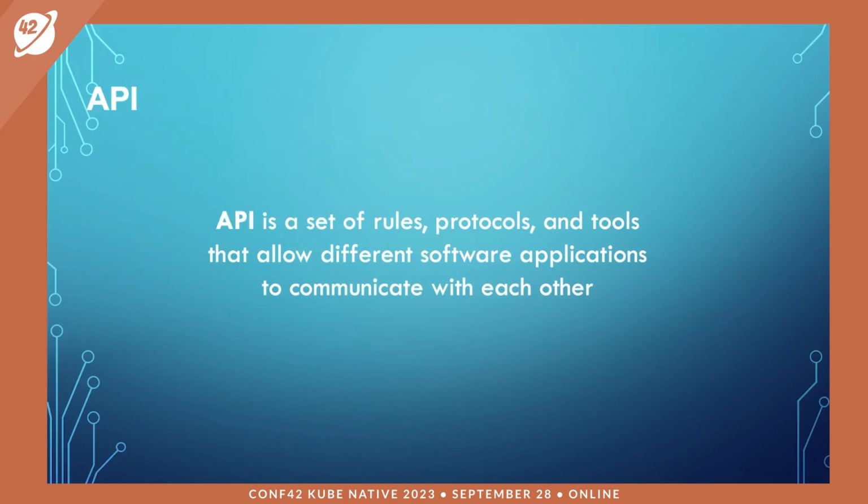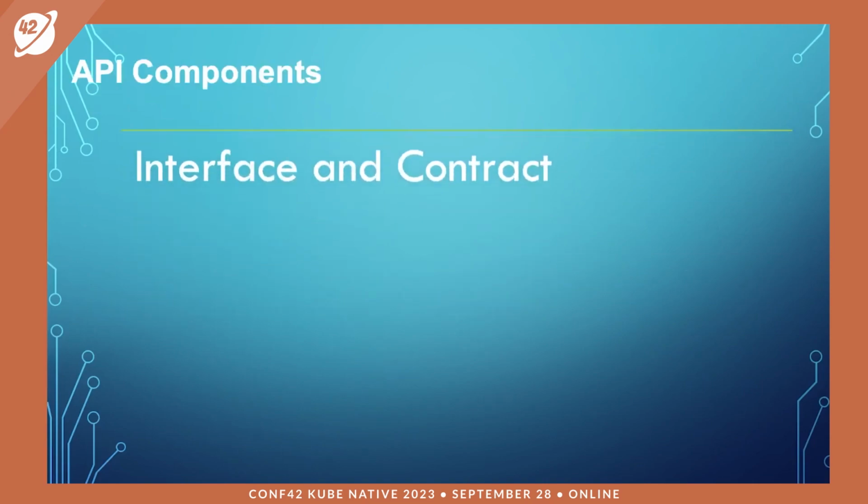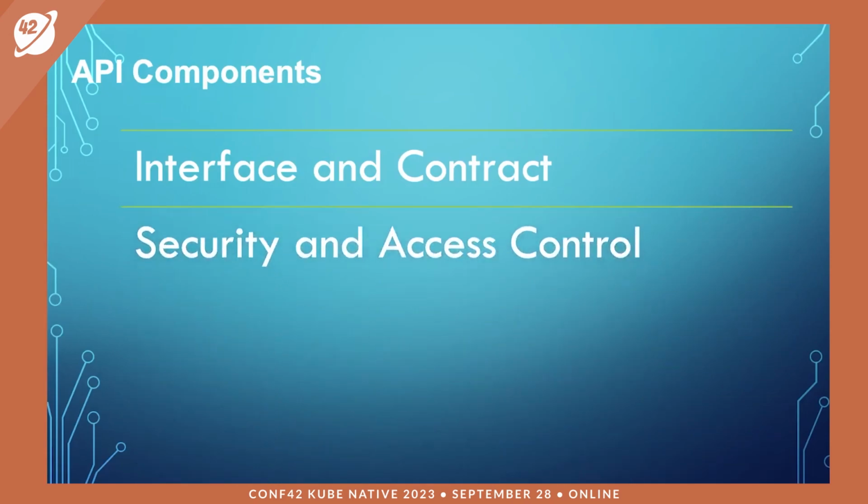What are the API components? First, we have interface and contract. That includes endpoint definitions and the request and response format, whatever it is. This sets how the API is going to be used, right? Of course, we need to make sure the API is secure: authentication and authorization mechanisms, so only people who have the right to access the endpoint have access.